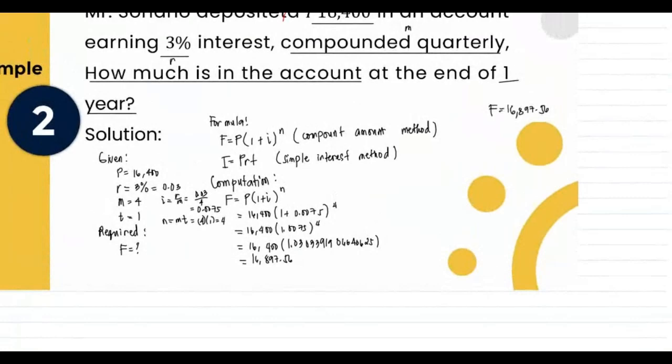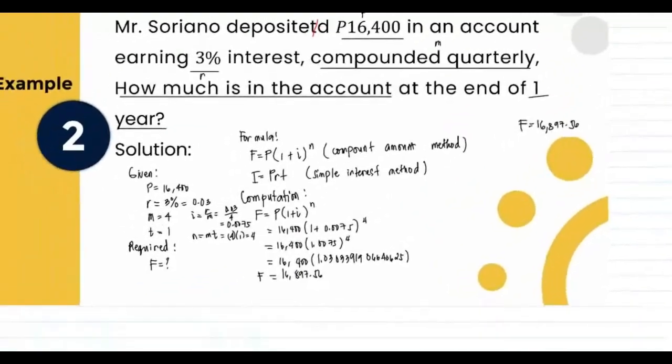So pinadali na yung ating buhay nang nagkaroon na tayo ng formula in finding for the compound amount. So we don't have to do such thing na we will do periodic addition of interest to our principal. Okay, so for this case, that's the solution.